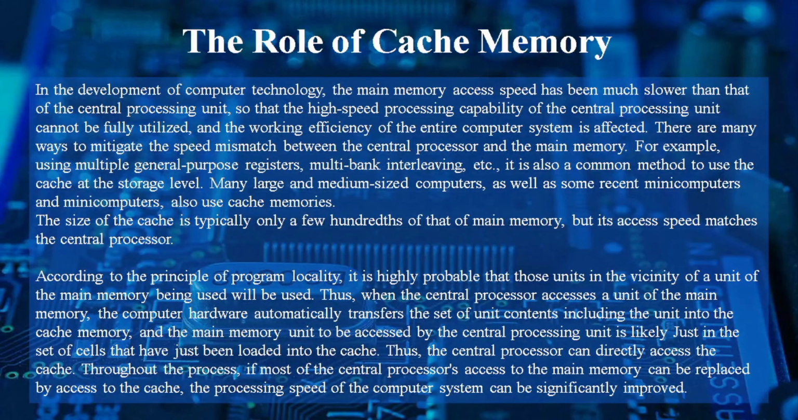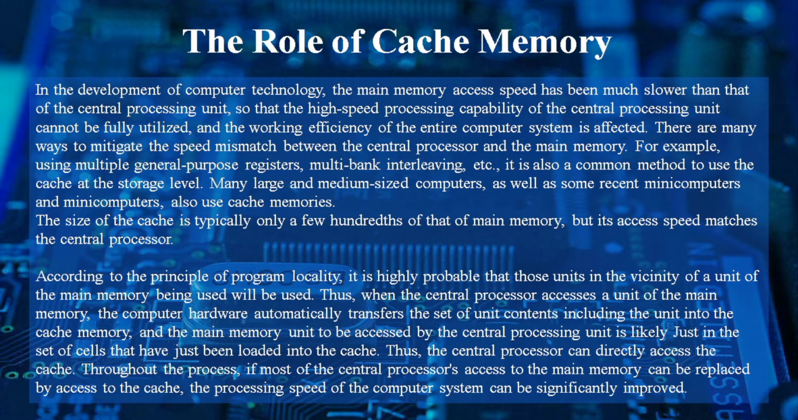So, the role of cache memory in the development of computer technology. The main memory access speed has been much slower than that of the central processing unit, so that the high-speed processing capability of the central processing unit cannot be fully utilized, and the working efficiency of the entire computer system is affected. So there are many ways to mitigate the speed mismatch between the central processor and the main memory.